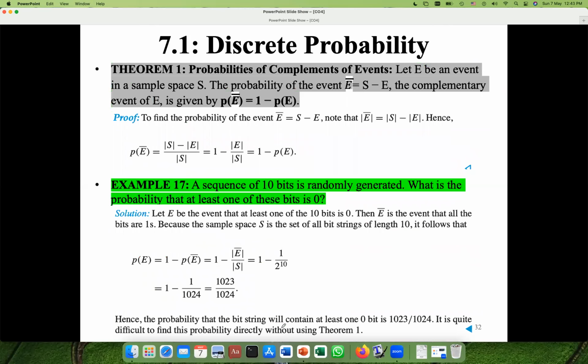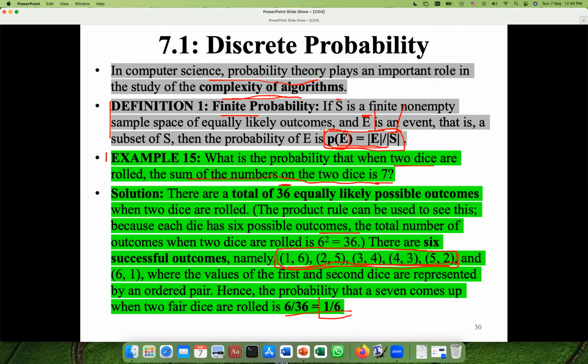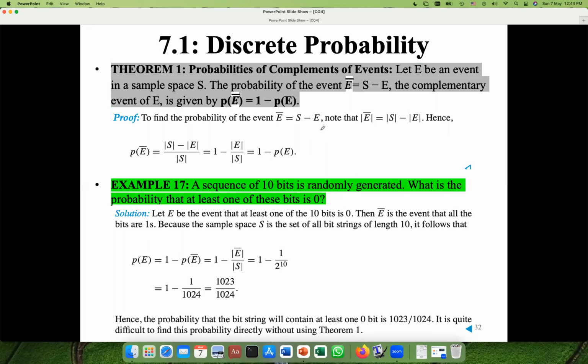Now you have the definition of the probability of an event, the probability of E. You can say this is a definition, but it's also a theorem. We are going to see something: probabilities of complements of an event.